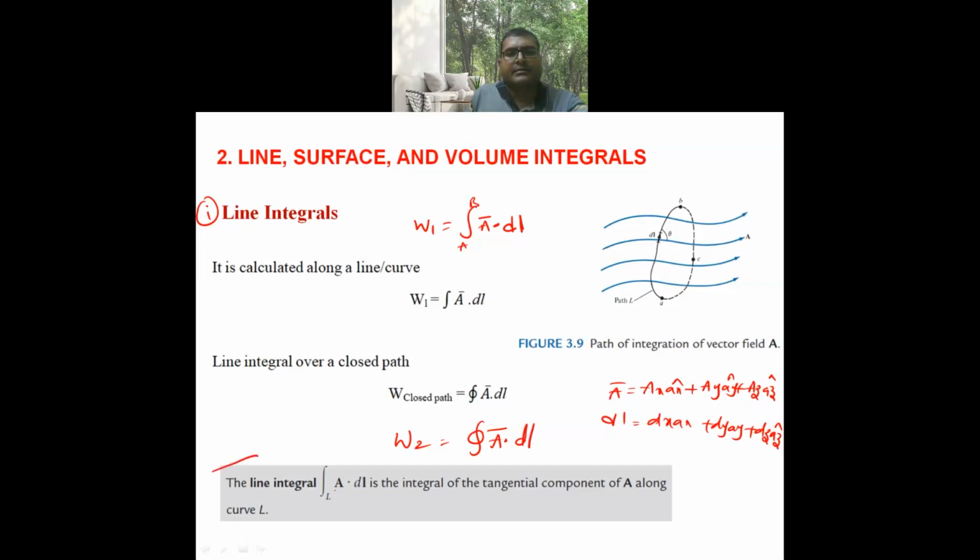The line integral from point A to point B over a vector is the integral of the tangential component of vector a bar along the length L.